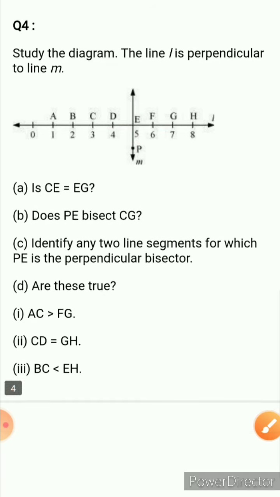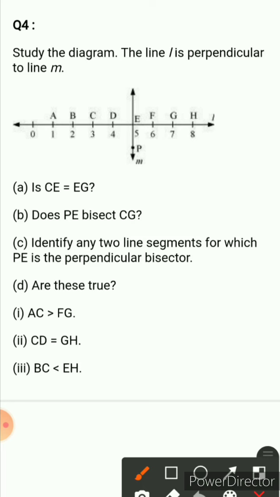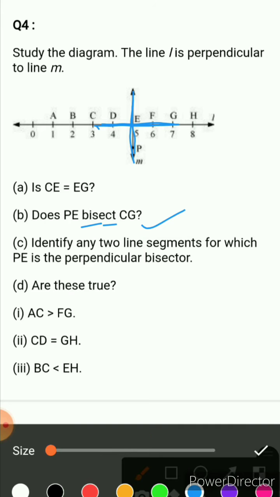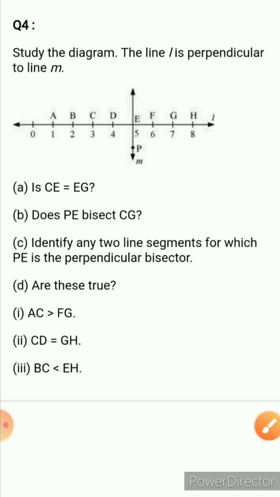Now come to the next part. Does PE bisect CG? Where is your PE? This one. Okay, and that is your CG. So question is that does PE bisect CG? It means जो PE है क्या वो CG को bisect मतलब 2 equal parts में divide कर रही है. Bi means to set मतलब parts. So क्या वो उसको 2 equal parts से divide कर रही है? Yes. Why? Because CE is 2 unit and EG is also 2 unit. हमने यहाँ पे भी check किया है ना, CE and EG, so both are 2 2. It means yes, PE bisected CG. So our answer is yes.